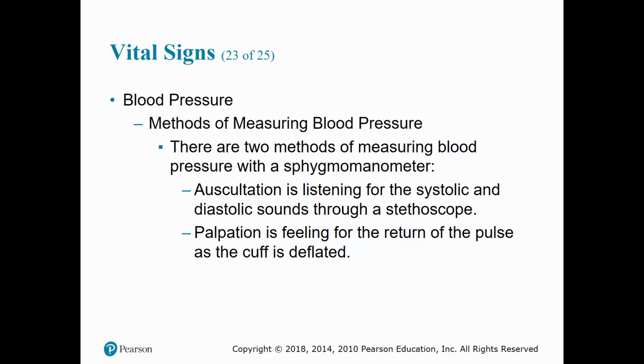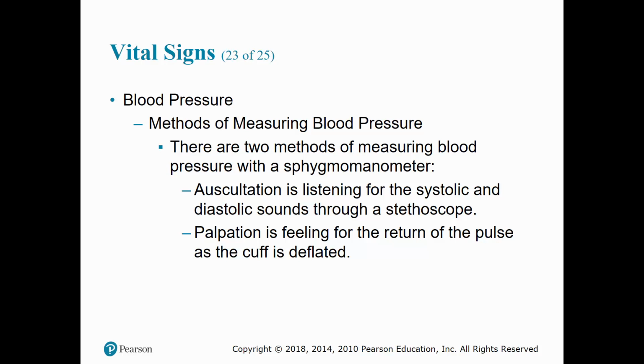To assess blood pressure, we do it through one of two ways. We either auscultate by listening through a stethoscope for the systolic and diastolic sounds. When auscultating, you'll increase the pressure within your blood pressure cuff to the point that you no longer hear the pulse, and then slowly come back down. When you start hearing the pulse again, this is your systolic blood pressure. When you stop hearing it, that is your diastolic blood pressure.